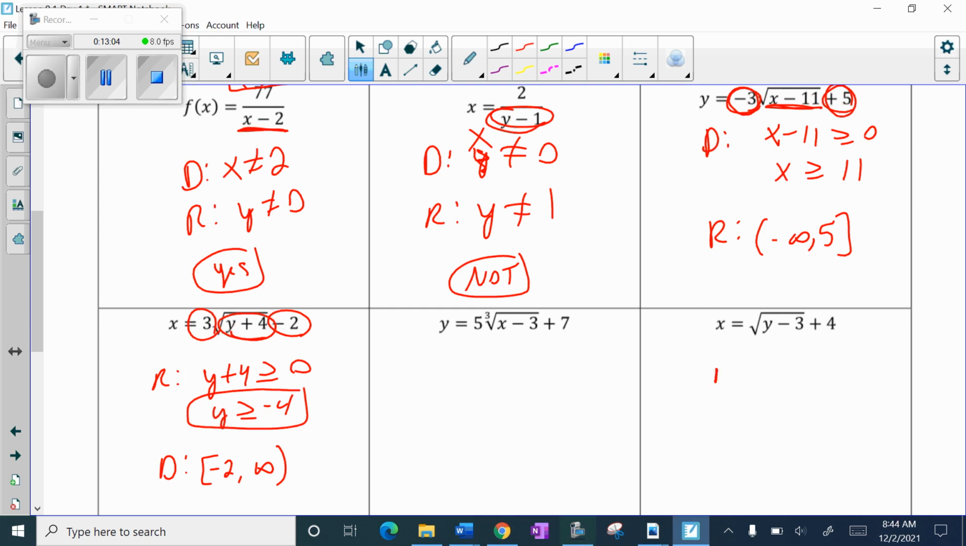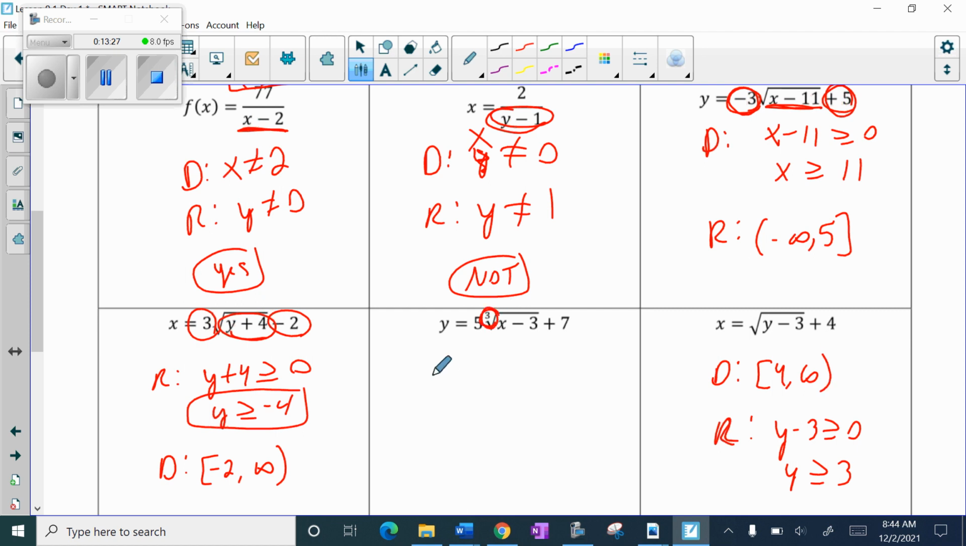This one is the same way. So our domain is going to be our range, and our range is going to be our domain. So our range, we're going to have y minus 3 has to be greater than or equal to 0. So y is greater than or equal to 3. And my domain is going to be 4 to positive infinity.